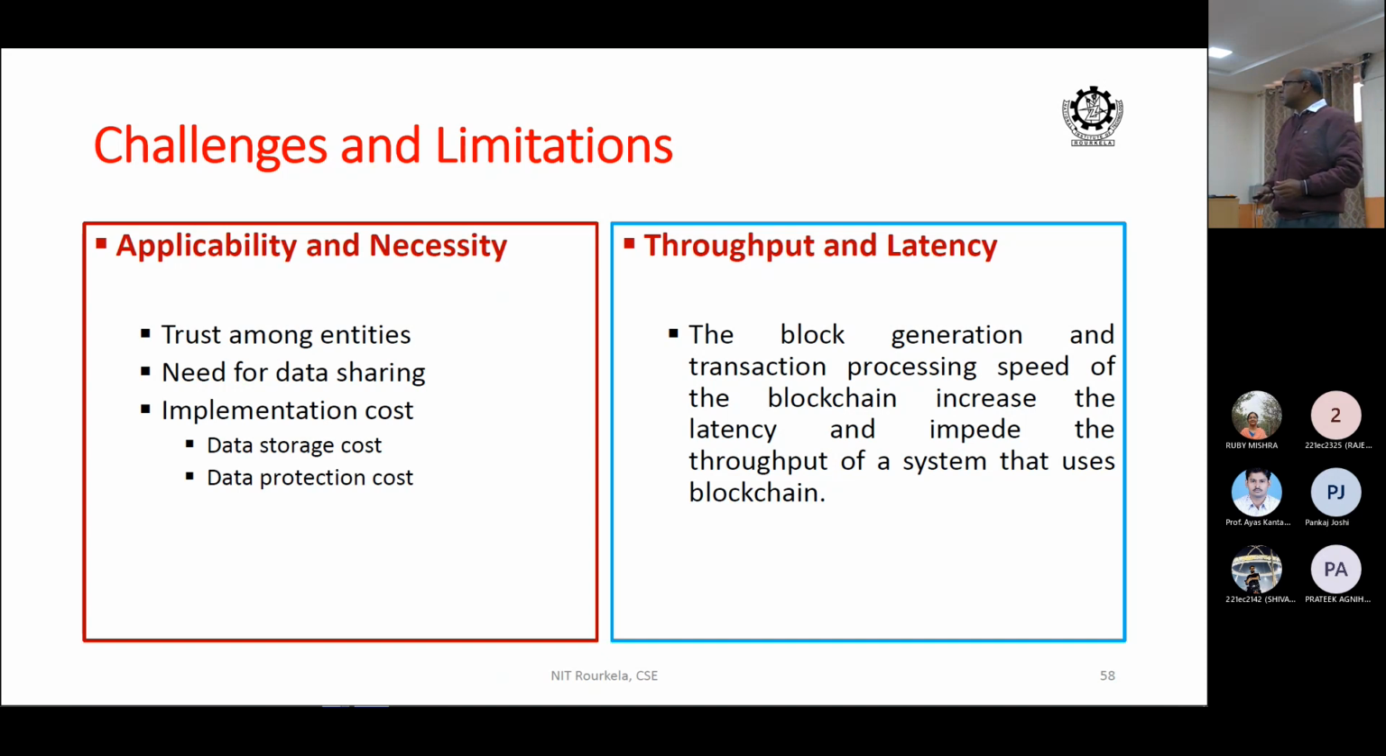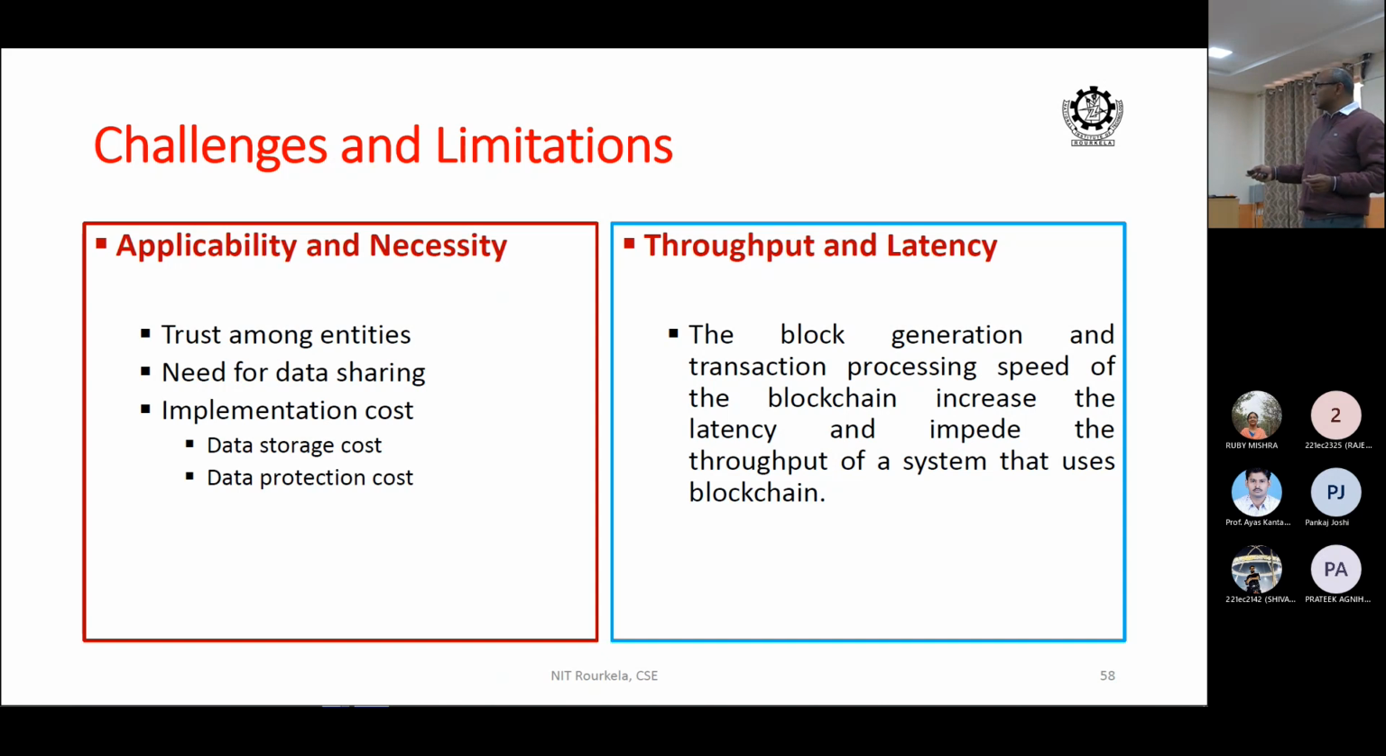Then the need for data sharing. If you do not want to share the data, if you have private data, note that a blockchain is a platform where everything can be shared. If you say, I don't want to share my data, not even the number of items, not even the hash of the data, then blockchain is not a suitable platform for you. But if you have data that needs to be shared to a common platform, then blockchain is a suitable solution.